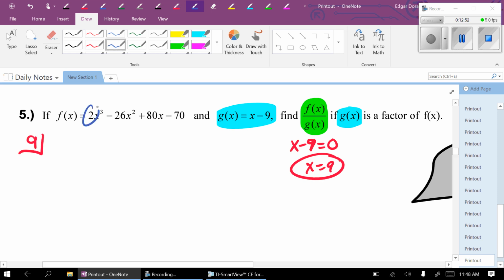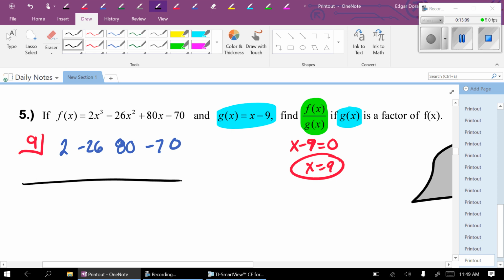I'm going to drop my coefficients. So 2, -26, positive 80, sorry, I almost wrote negative, positive 80, and -70. So we're going to go ahead and do our process. Drop the first, box the last. Okay, drop the first number, box the last number. So here's what we get.